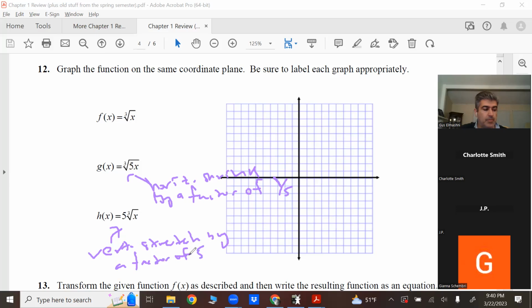So anytime there's a large number under the radical, like the opposite. Total opposite, 100%. A horizontal shrink. If it's under the radical, it's a horizontal shrink, and if it's outside, it's on the vertical. Okay. Right.